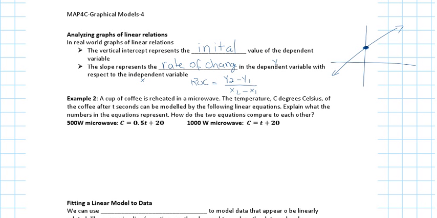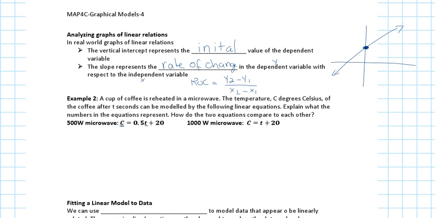Let's look at this example. A cup of coffee is reheated in the microwave. The temperature, C degrees Celsius, of the coffee after T seconds can be modeled by the following linear equations. Explain what the numbers in the equations represent, and how do the two equations compare to each other. So I have a 500-watt microwave, and I have a 1,000-watt microwave, and these are the two different equations. Okay? So I have C. C is the temperature in degrees Celsius, and T is the time, depending on how many minutes do I put it in the microwave, or how many seconds.